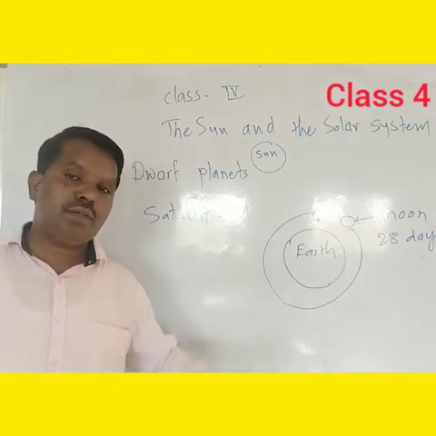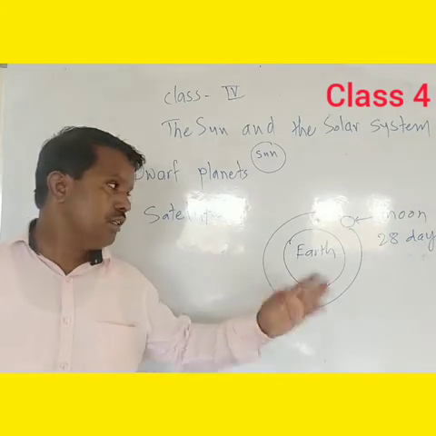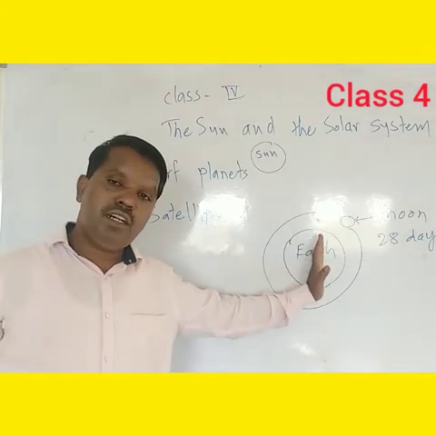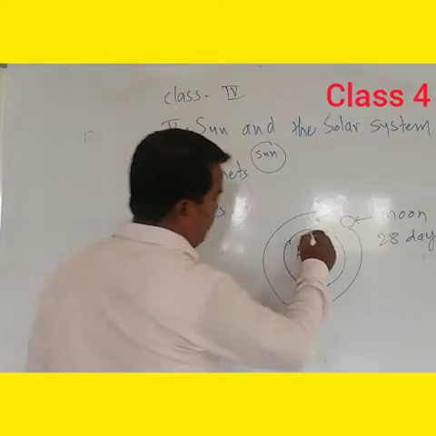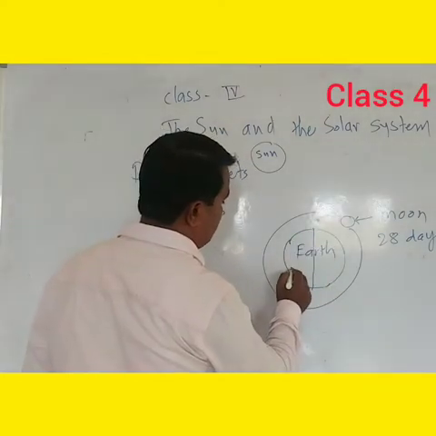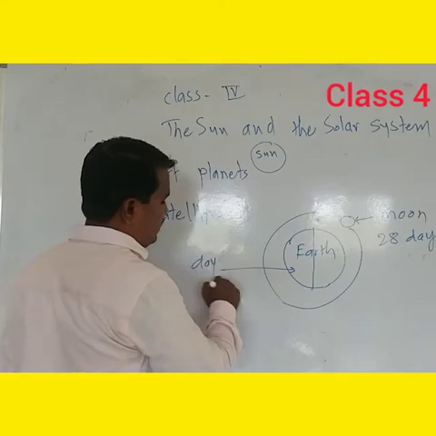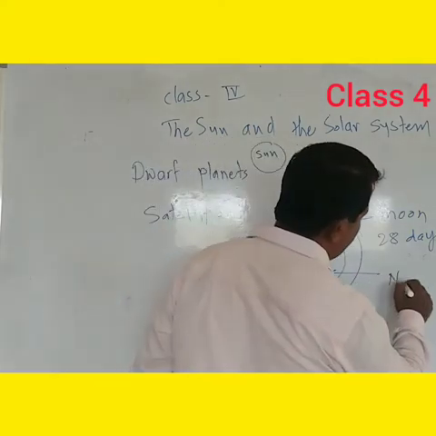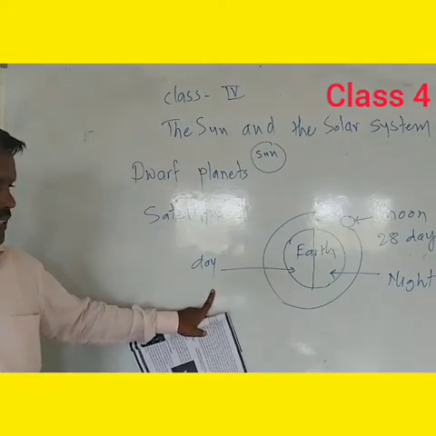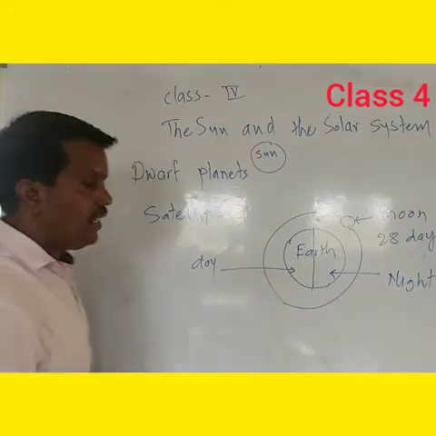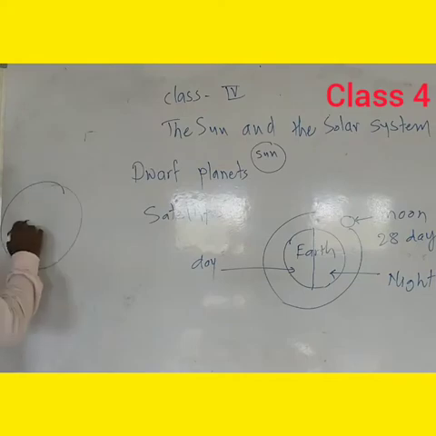Now we have day, but in America we have the night. Why? Because half of the Earth is getting the day and half is getting the night. Suppose this part is getting the day, then this part should be getting the night. Yes or no? And here is your sun.